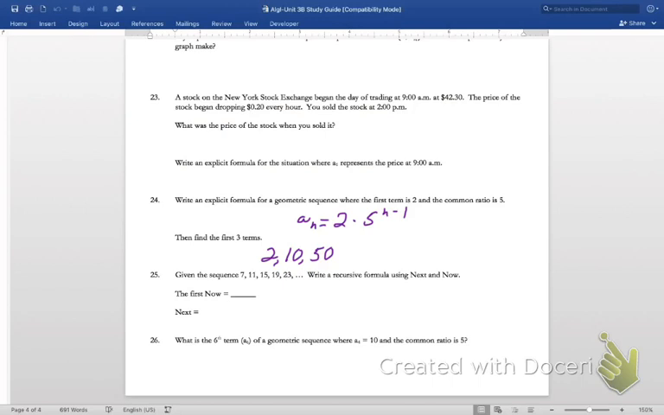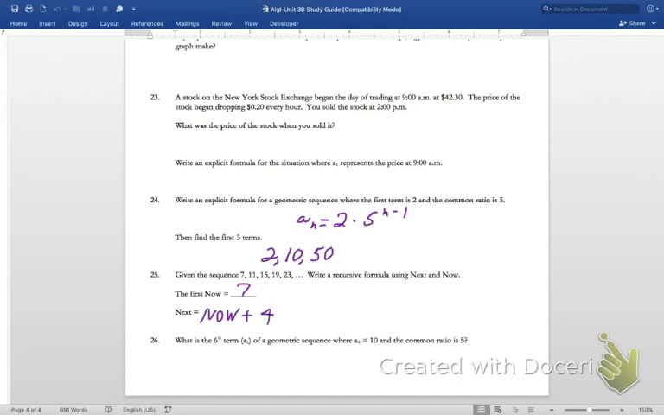25, given the sequence 7, 11, 15, 19, 23, write the recursive formula. So the first a sub 1 is 7. And to get to the next number, I'm going to take a sub n, and it looks like I'm adding 4 every time. That's it for the recursive one.